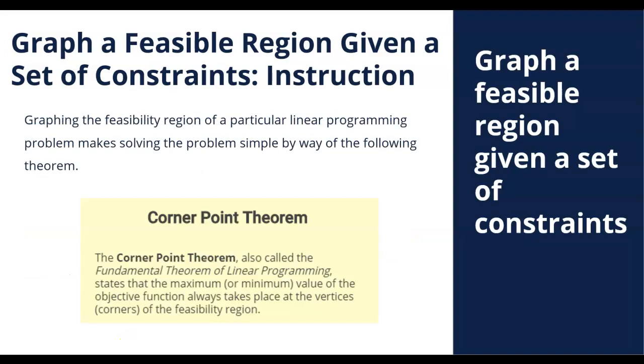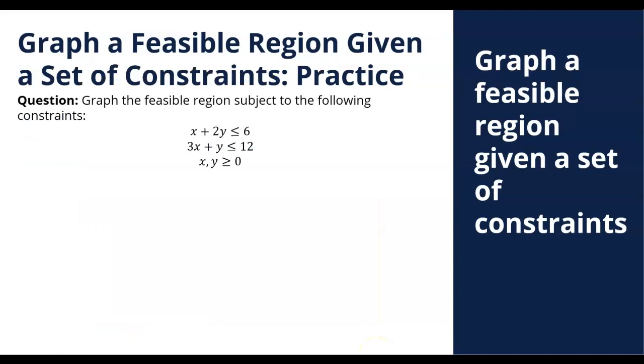Graphing the feasible region of a particular linear programming problem makes solving the problem simple by way of the corner point theorem. The corner point theorem states that the maximum or the minimum value of the objective function always takes place at the vertices or the corners of the feasible region. The other terminology for this corner point theorem is the fundamental theorem of linear programming. Let's consider an example here.